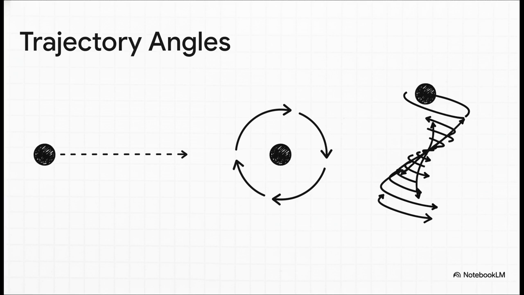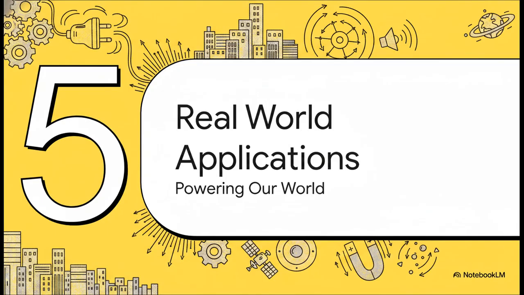But here's where it gets really beautiful. What if the angle is somewhere in between, greater than 0 but less than 90? Well, you get a combination of both. The particle continuously moves forward while simultaneously being turned, resulting in an elegant helical or spiral motion. The pure math fundamentally dictates the physical reality. It's just so cool. Let's bring it all home with Section 5, Real-World Applications, Powering Our World.